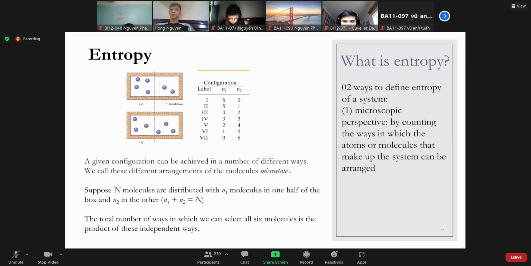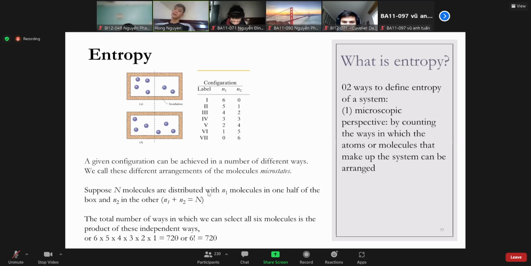And this is the number that we can calculate in this way. We can use a little bit of mathematics. So this is the factorial of 6, when we say 1 times 2, 3, 4, 5, 6. So this factorial 6 here is equal to 720. So this is the total number of ways in which we can select all 6 molecules.